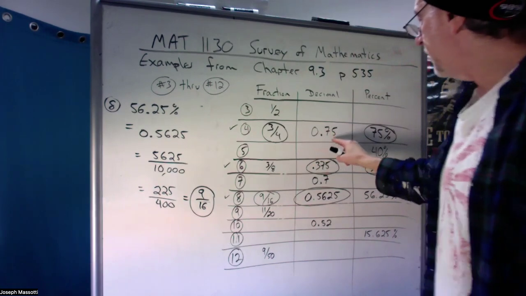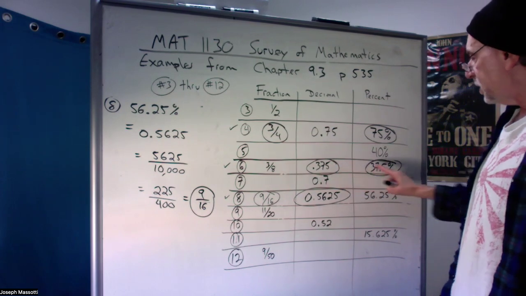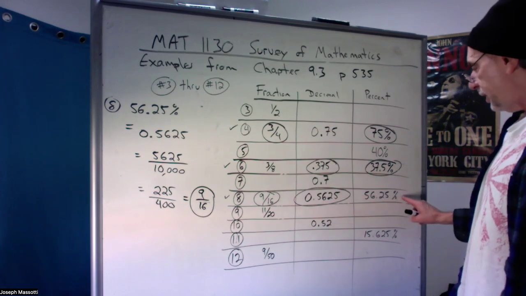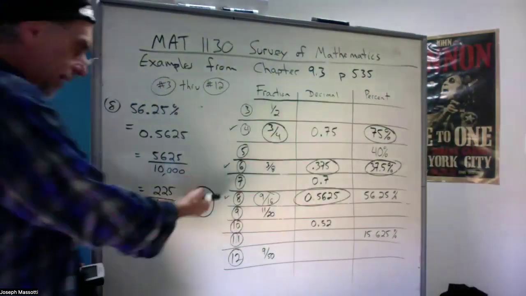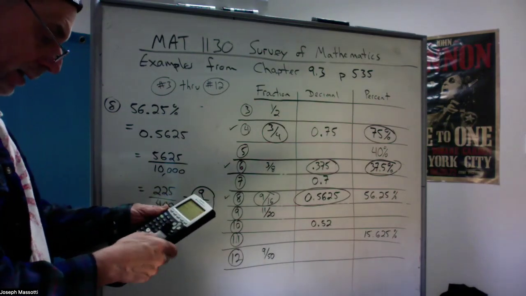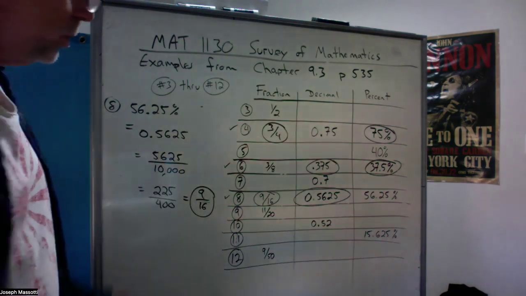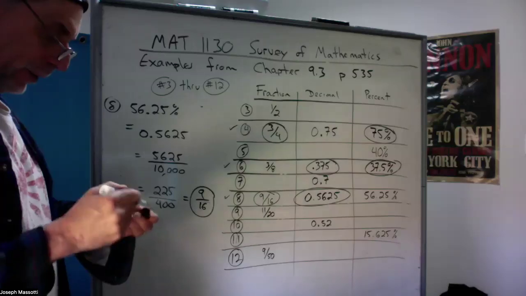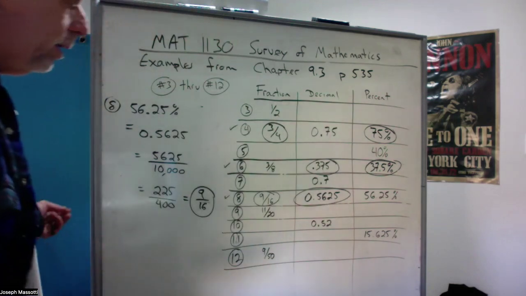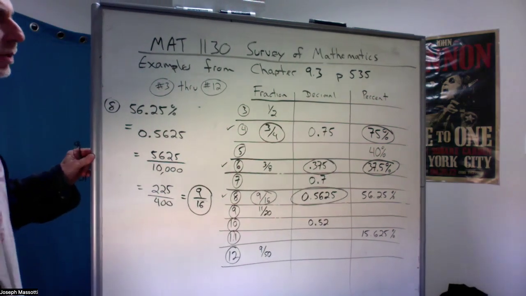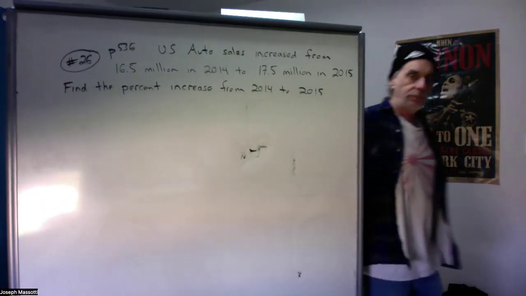All right, so we did one where we were given the decimal, we found the fraction and the percent. We did one where we were given the fraction, we found the decimal and the percent. In number 8, we were given the percent, we changed to a decimal and the fraction. And of course, you can check that. Divide 9 by 16, and you should get 0.5625. And you can check the rest of them in a similar fashion. So we want to be able to change from one of these to any one of the others: fractions, decimals, and percents. Let's do one more question from this section.